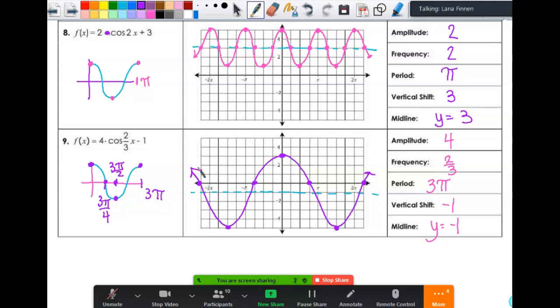Remember, don't just copy mine down. Do it yourself. Make sure that you have it correct. If you're confused about things, let me know. Okay. Any questions at all? And I know some of you aren't done. I'm going to leave it up there for a minute.